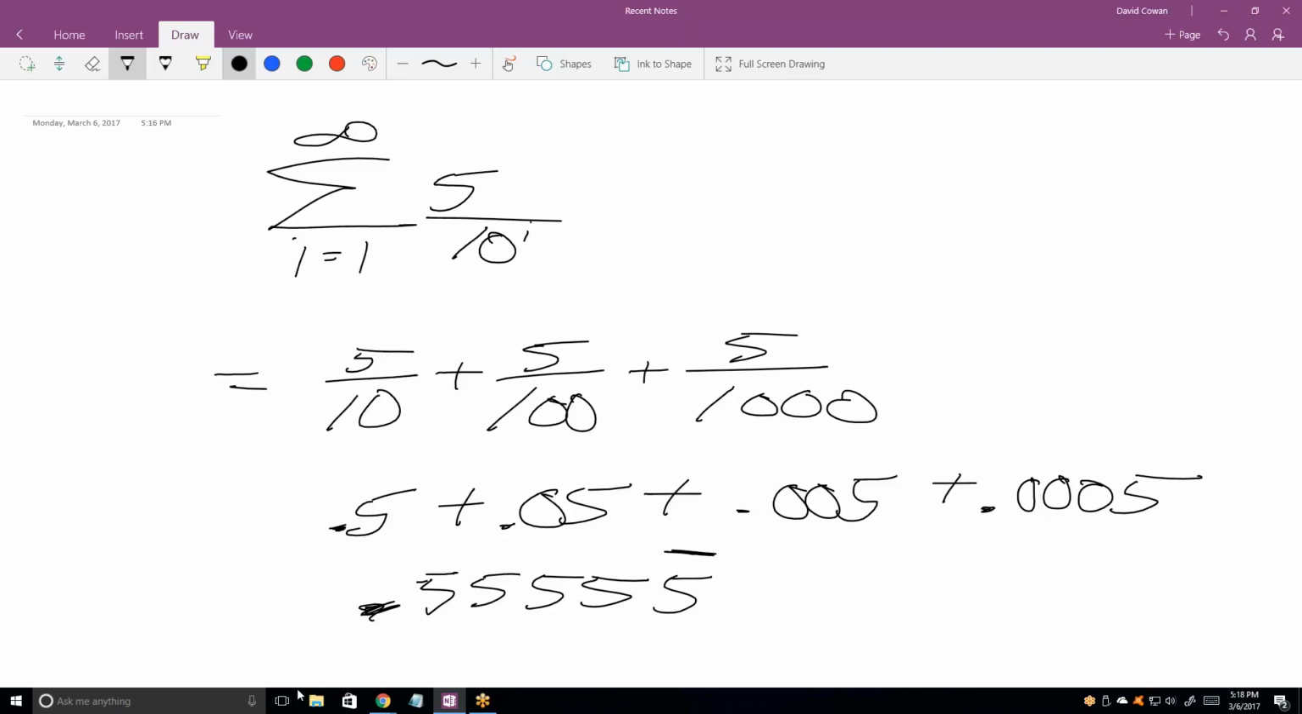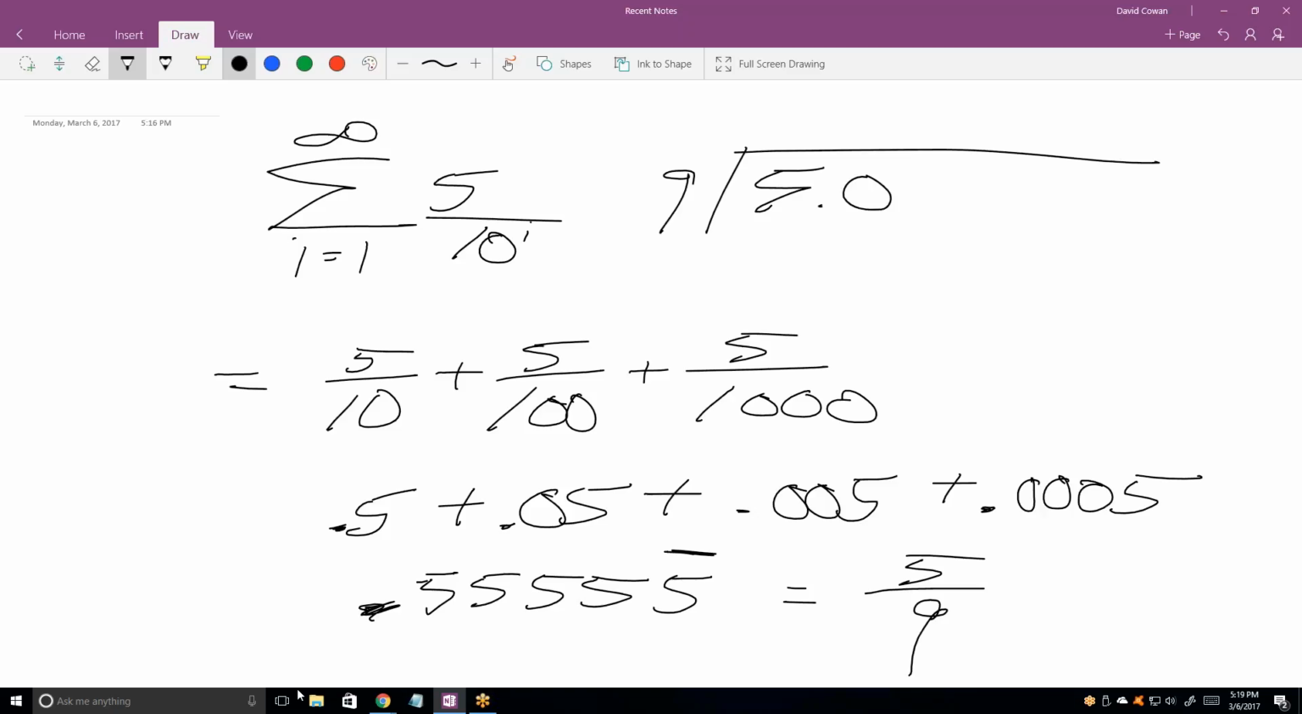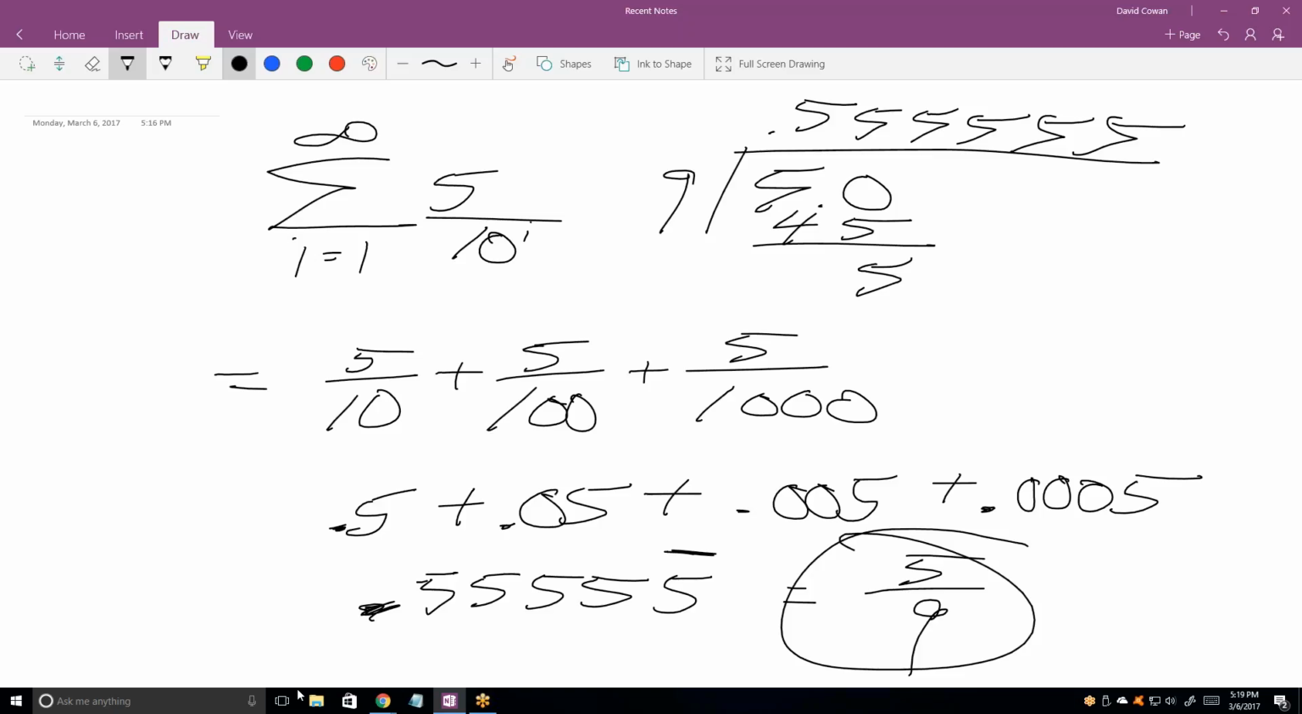Right. But what fraction is that? I think that's 5/9. I think it is, 5/9. In other words, if I divide 9 into 5, I get 5 and 5, 5, 5, 5, 5. So if I wanted to write 5/9 as an infinite series, that's it right there. That's 5/9. And that's its sum.